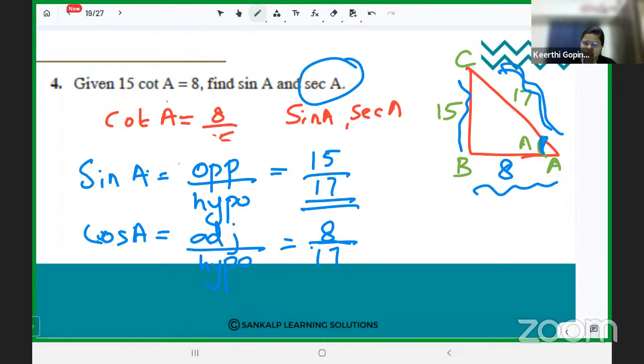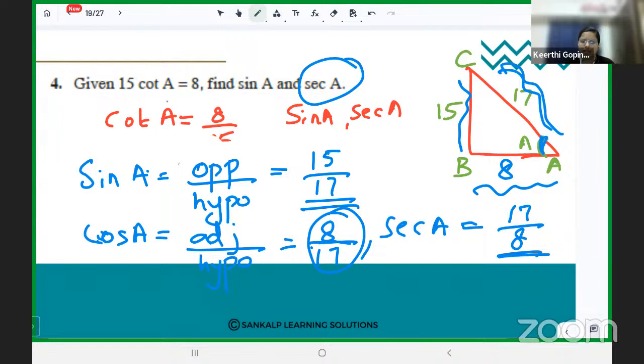So 8 by 17. Cos A is 8 by 17, but we are asked to find out CK. So CK is just the reciprocal of this value, right? 8 by 17, just reverse it. It's equal to 17 by 8. So we have found out the value of CK as well as sin A. Is that clear to you?